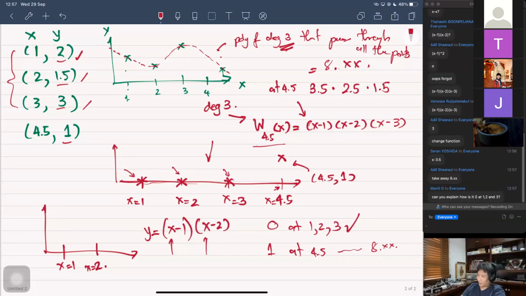How is it 0 at 1, 2, and 3? Okay, that's easy, right? When you plug in x equal to 1, the first term becomes 0. So whatever the second and the third term give you, you don't care. It's going to become 0, right? When x is 2, the second term is going to become 0. So you don't care what the first and the third are. And when x equal to 3, the third term becomes 0. So when you multiply it with all the other things, it becomes 0. Are we good, Manit?